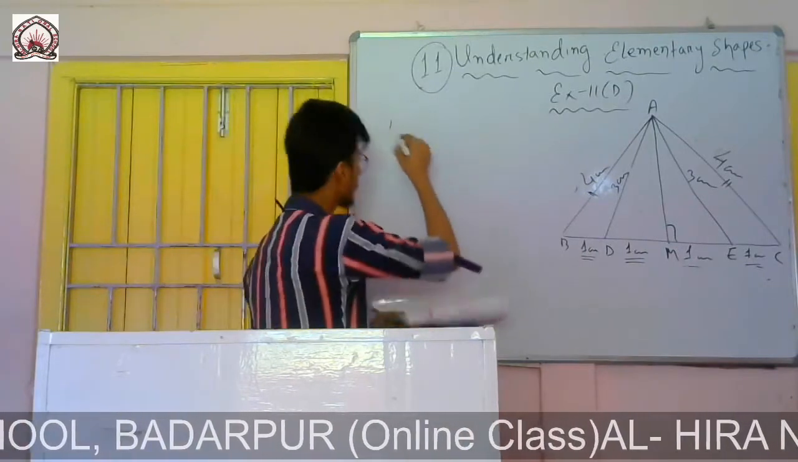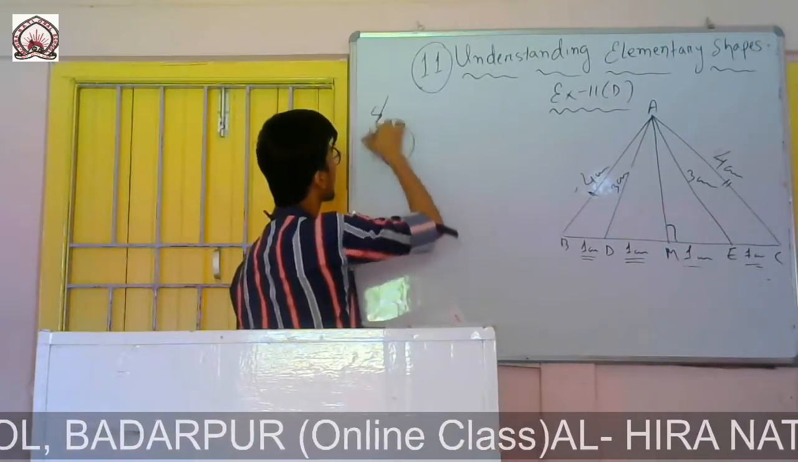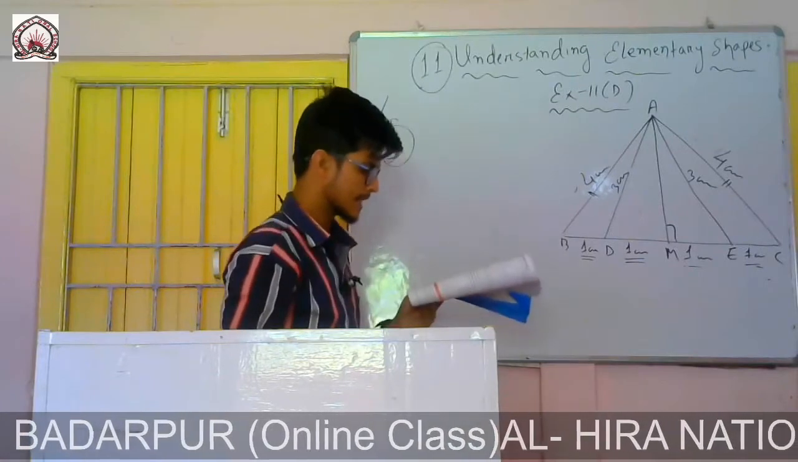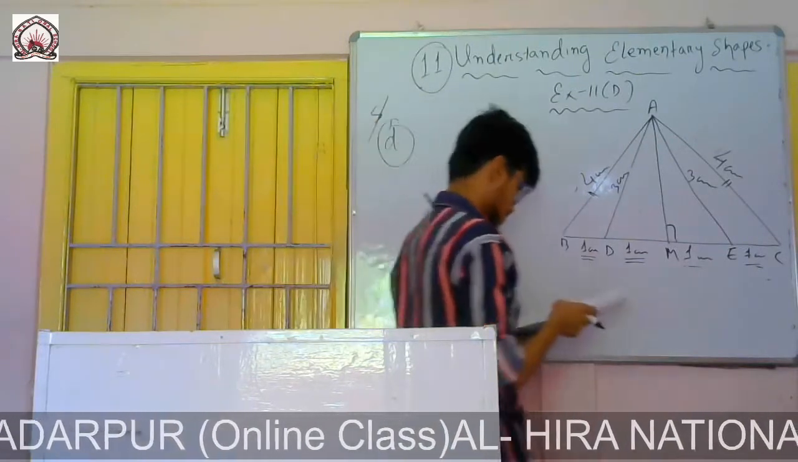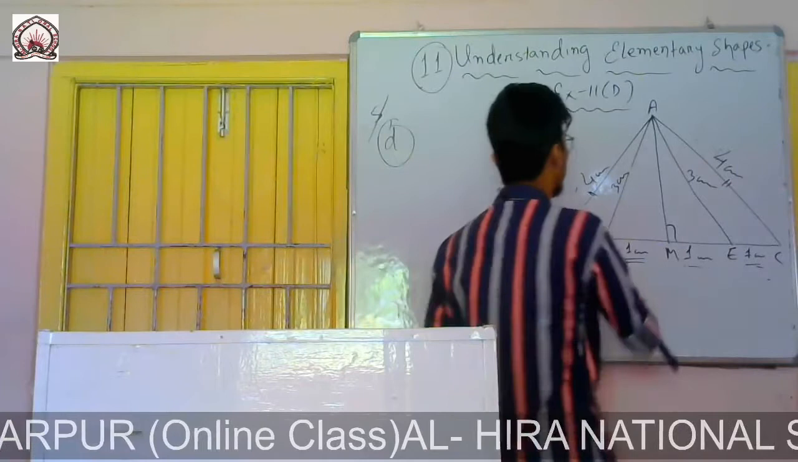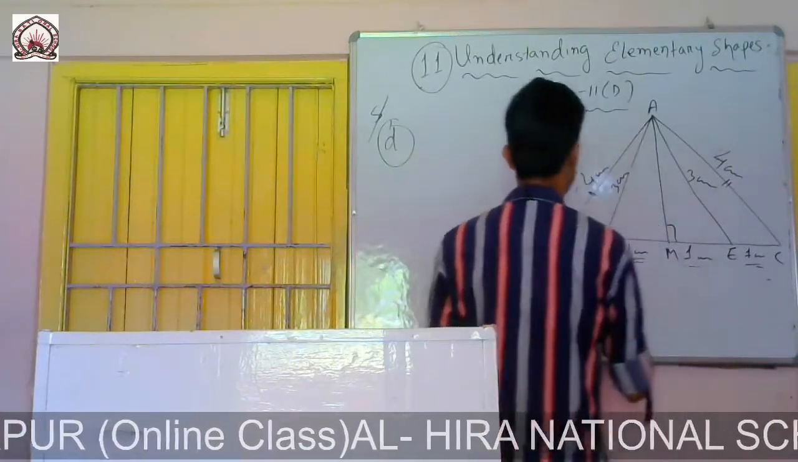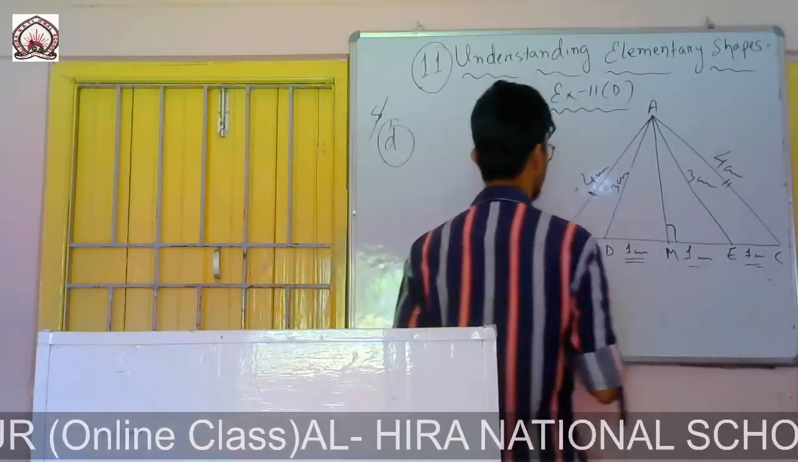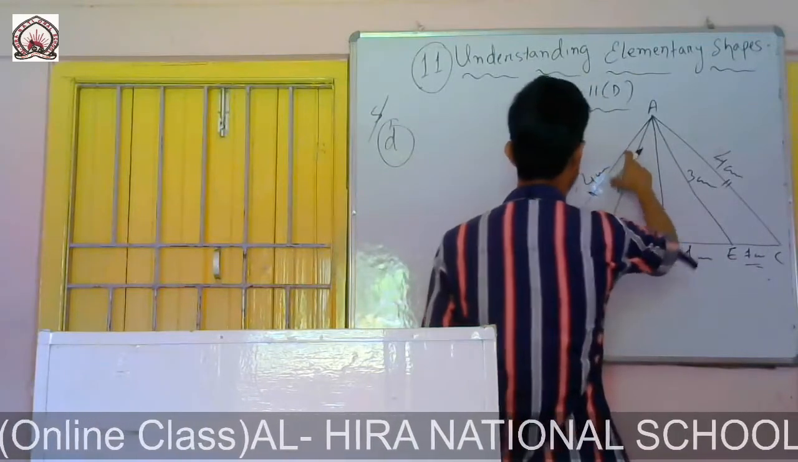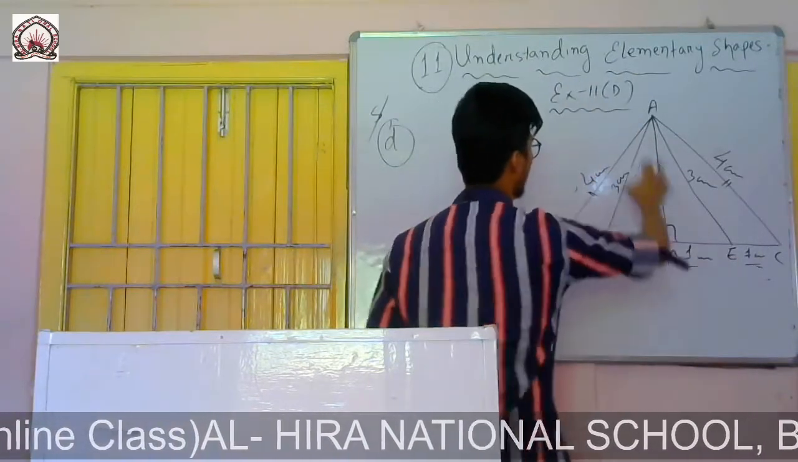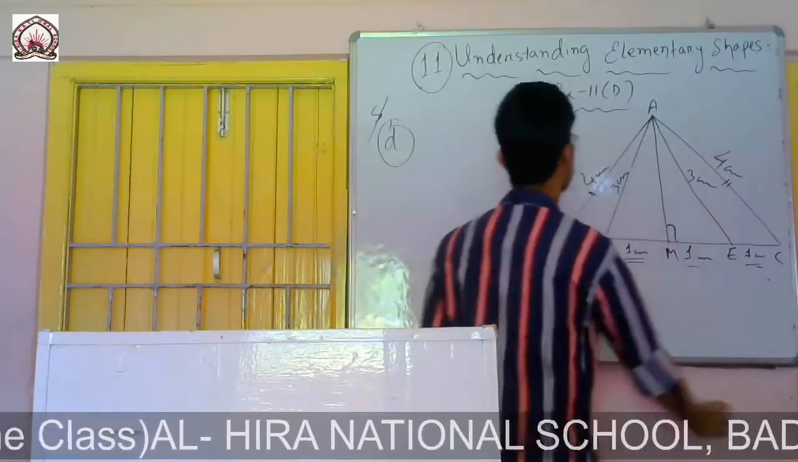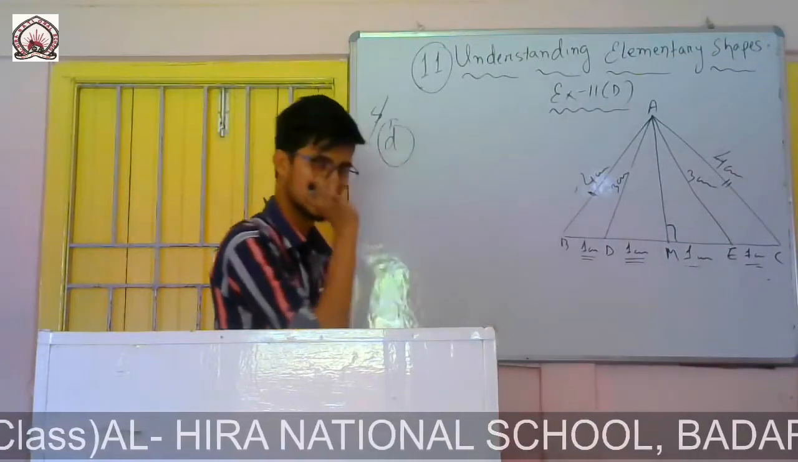Question number D. In this case, you are to name the acute triangles. Acute triangles mean the angles should be less than 90 degrees. By seeing the angle, you can also understand. First, this whole triangle ABC is an equilateral triangle. In case of equilateral triangles, all the angles are 60 degrees.